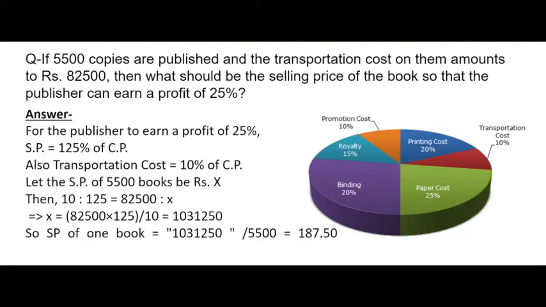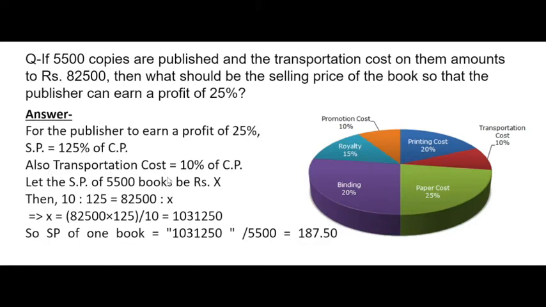Here the question says, if 5,500 copies are published and the transportation cost on them amounts to rupees 82,500, then what should be the selling price of the book so that the publisher can earn a profit of 25%? So as the question is saying that to earn a profit of 25%, selling price will be 125% of the cost price.